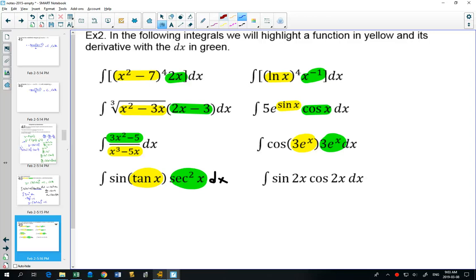And this one is going to be fun and interesting afterwards. What's the derivative of sine? What's the derivative of cos? So in this one, we could have possibly thought this is the inside function and this is its derivative. Or you could argue that this is the inside function and this is its derivative.